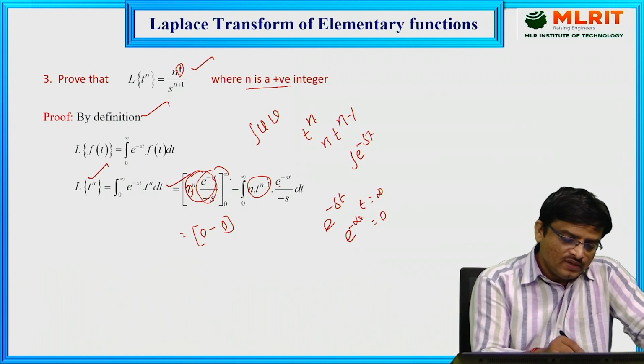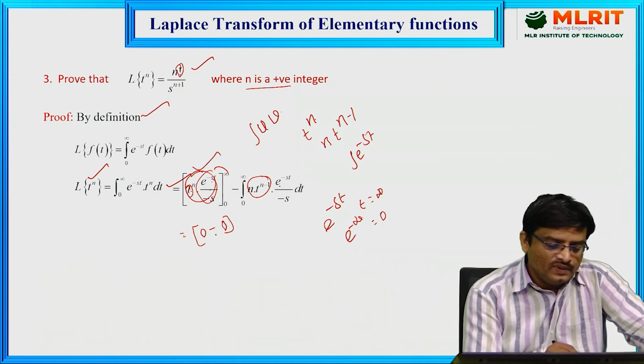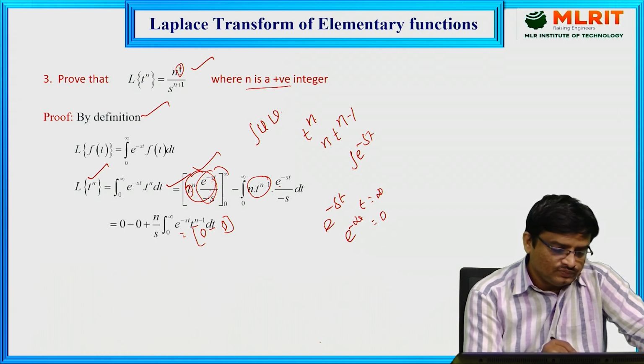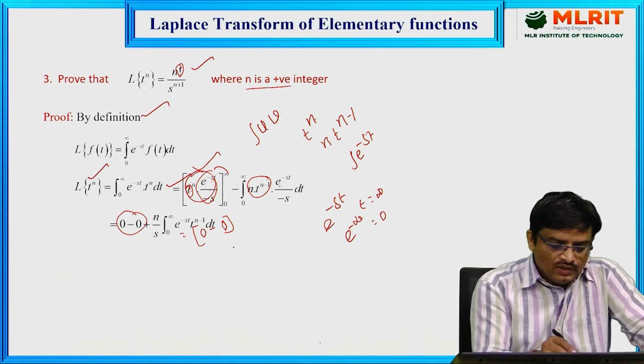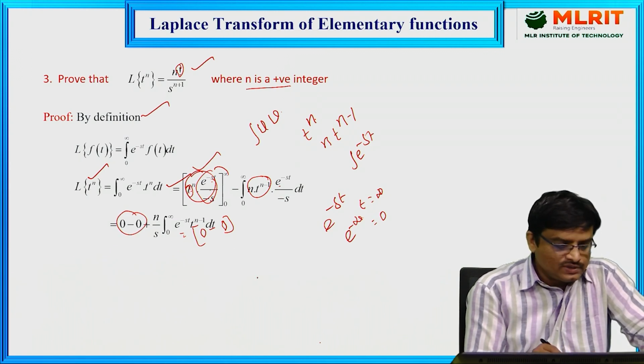Whenever we substitute the upper limit and lower limit in this first term, both the upper limit value and the lower limit value become 0. So that's why we have taken this value equal to 0. Now keep, so we send this minus outside, and it becomes plus.